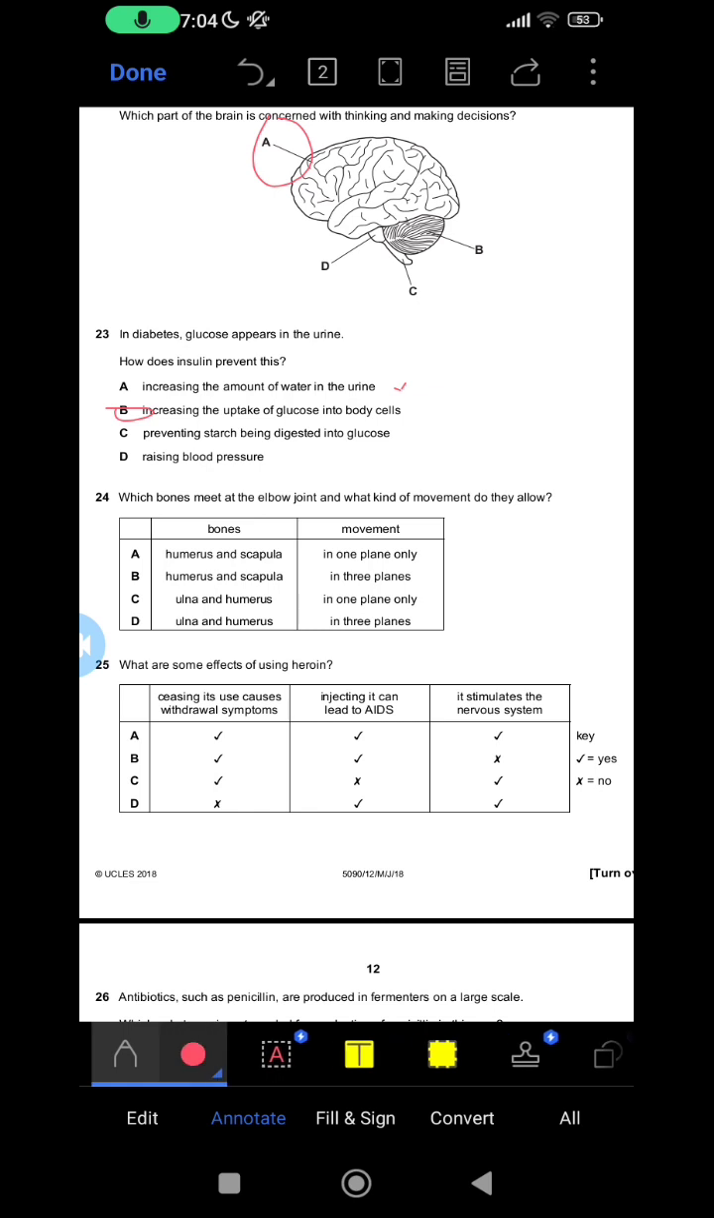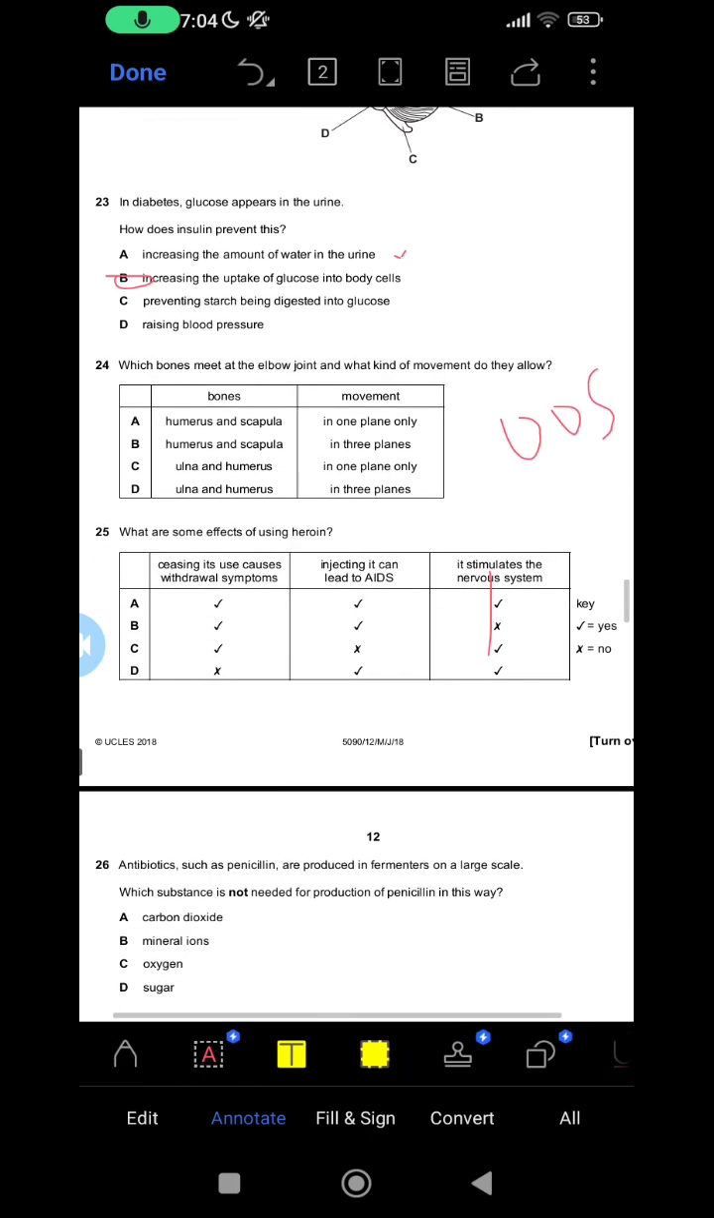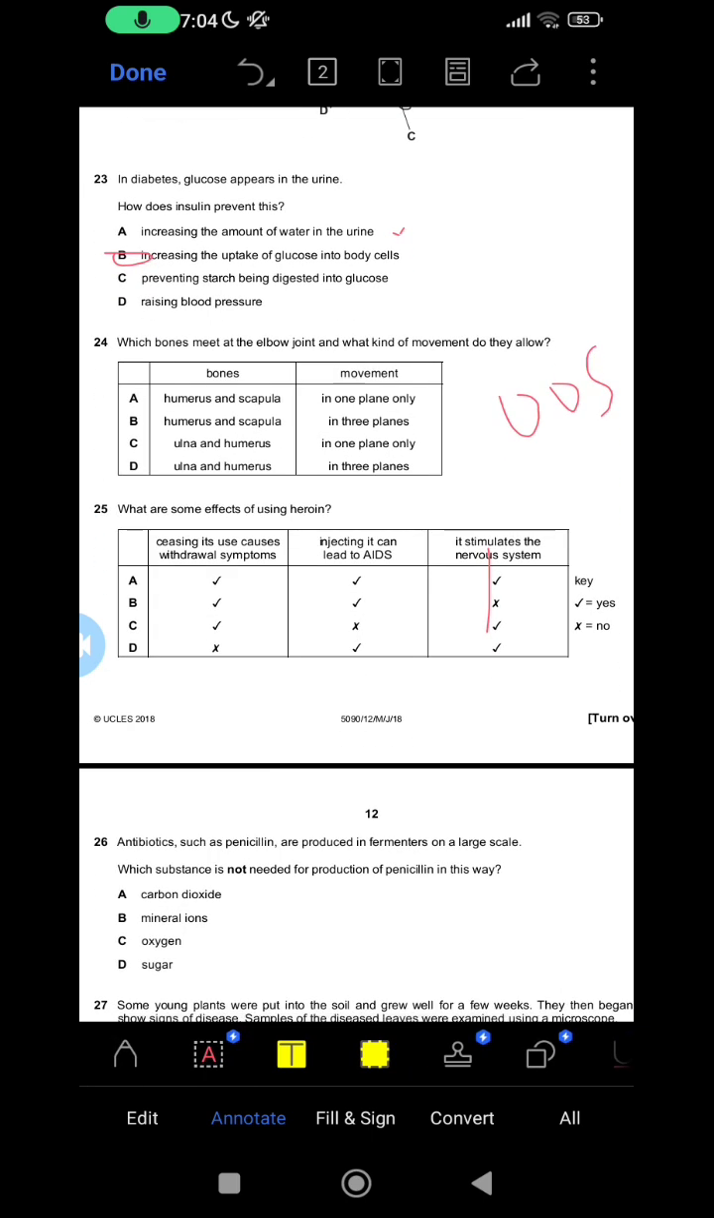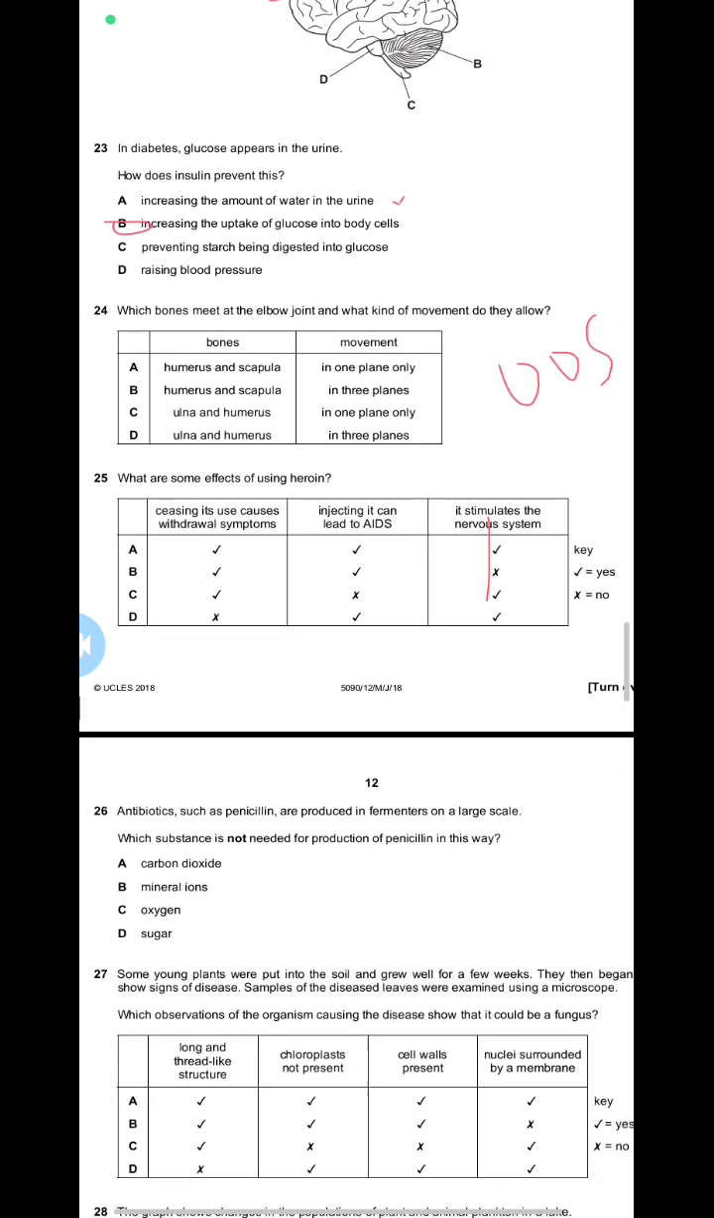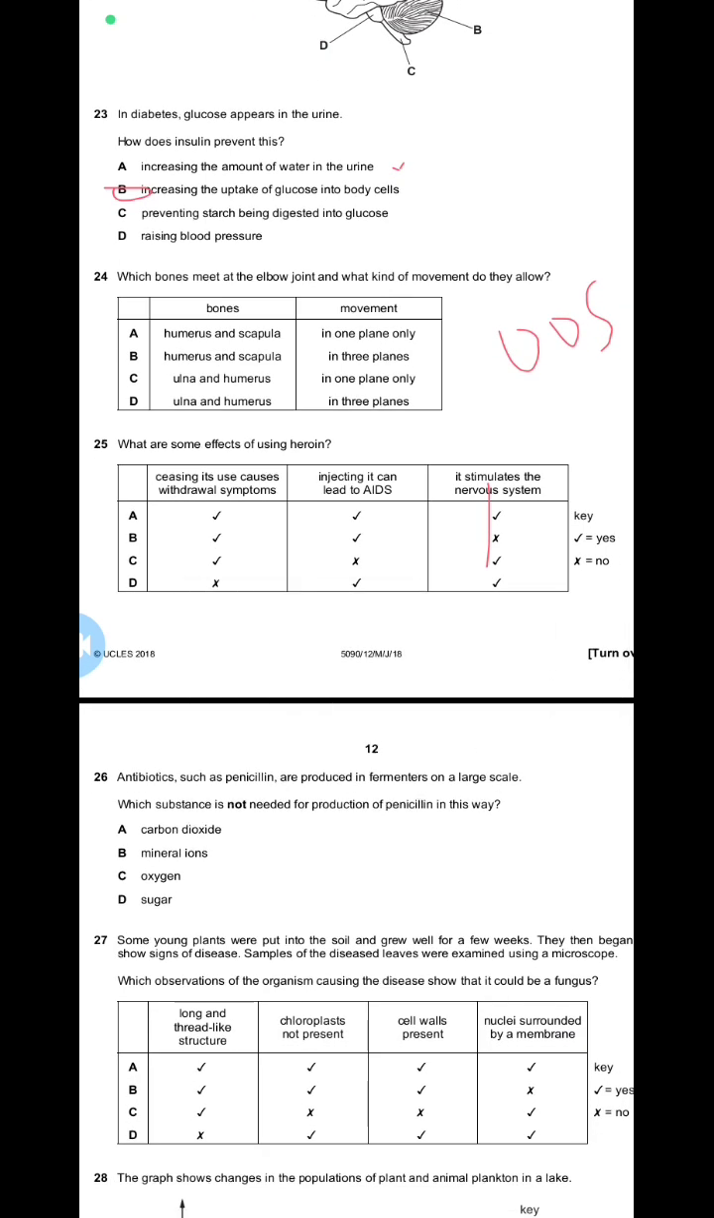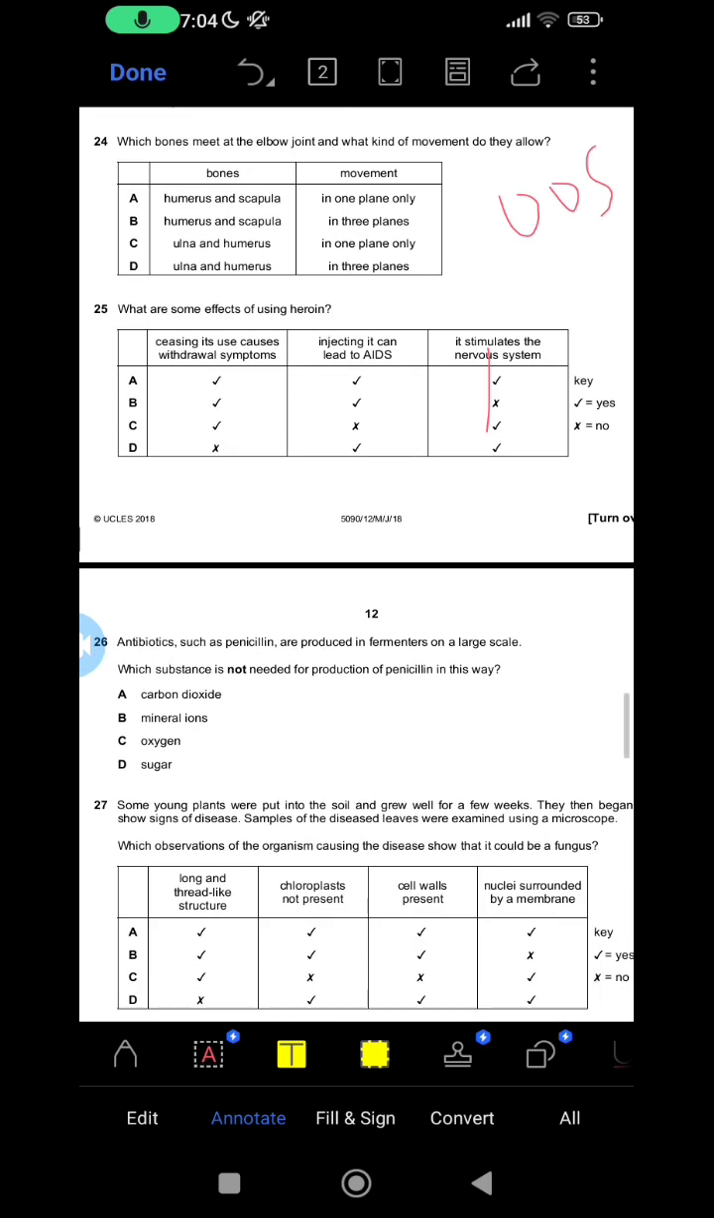Now question 24 is out of syllabus, so we're going to leave this. I'll just write out of syllabus. Alright, what are some effects of using heroin? Now this is also out of syllabus, so we're also going to leave this as well.